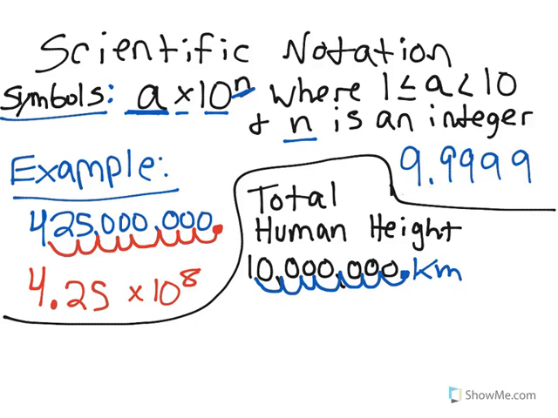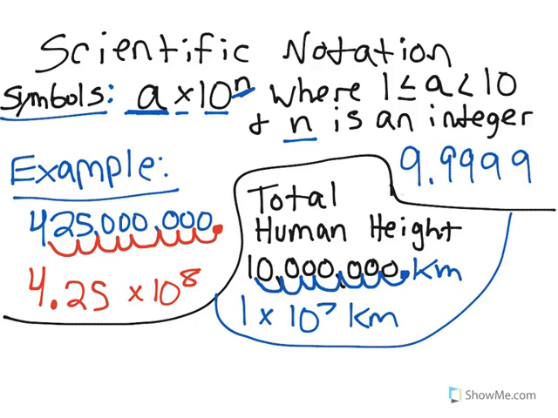So 1.0, or in this case we just leave it as 1 since there's nothing after the decimal, times 10, and we counted 7 times. 1, 2, 3, 4, 5, 6, 7, yes. So that would be the scientific notation, in kilometers, so that we would be able to work with it maybe for calculations. That way it's another example of expressing a very large number with scientific notation.